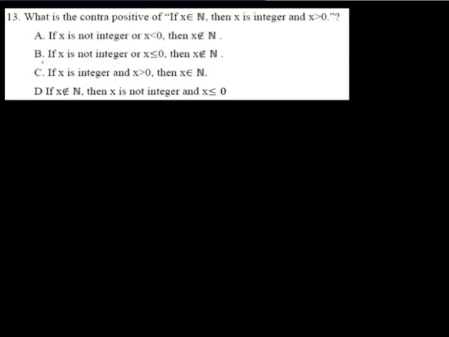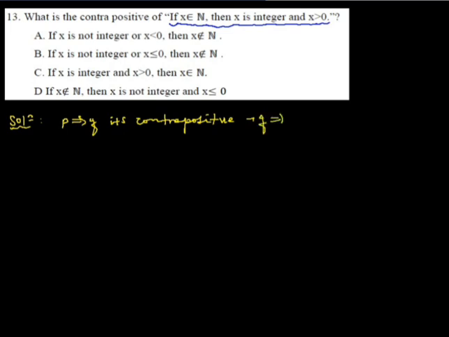What is the contrapositive of: if X is an element of natural numbers, then X is an integer and X is greater than 0? Before going to the answer, we need to know what a contrapositive means. Suppose we have a compound proposition P implies Q. The contrapositive of P implies Q is expressed as the negation of Q implies the negation of P.